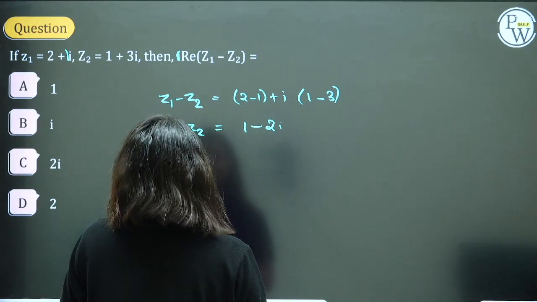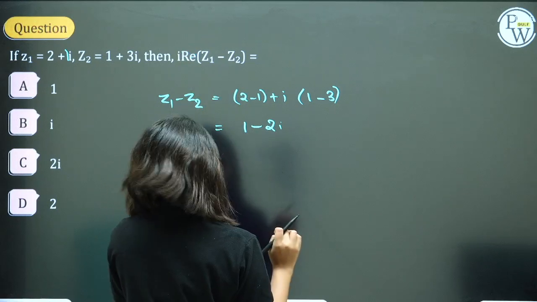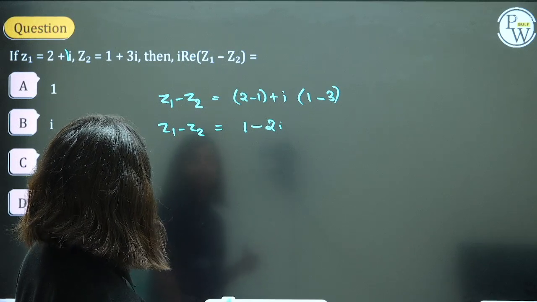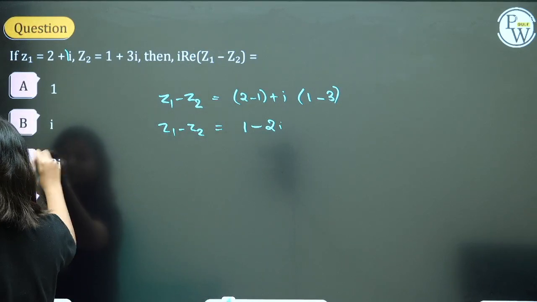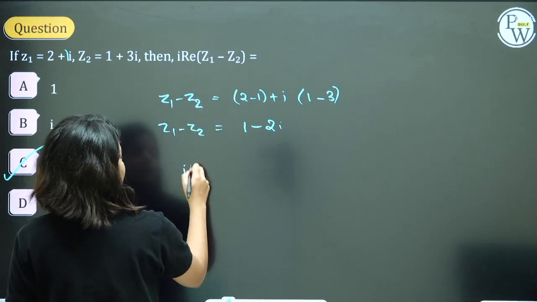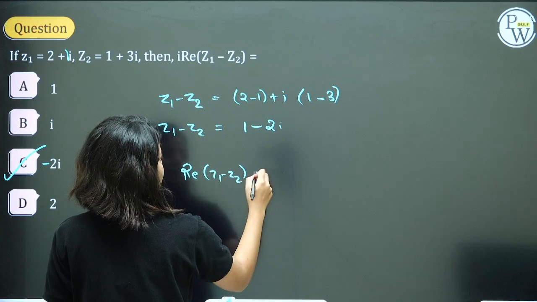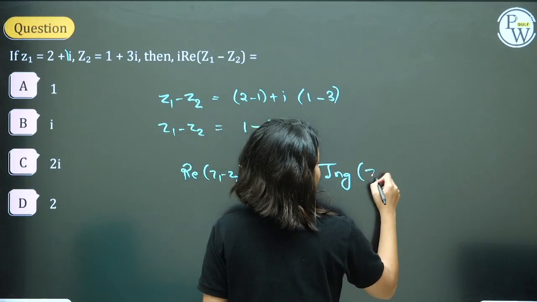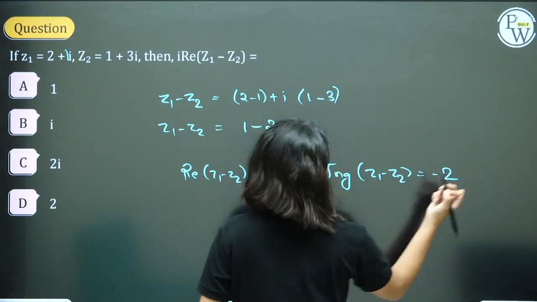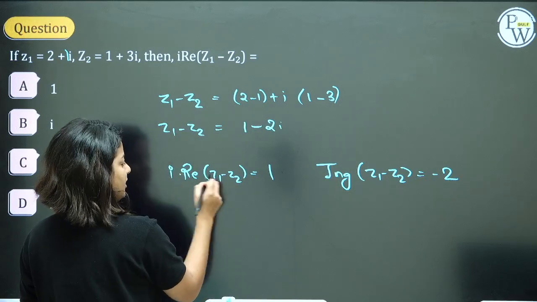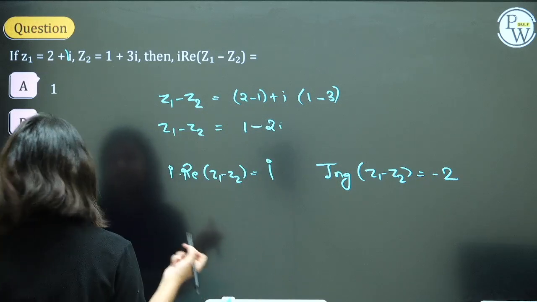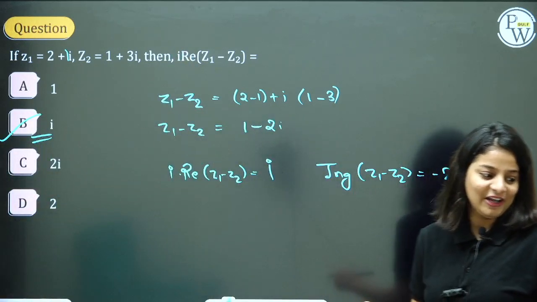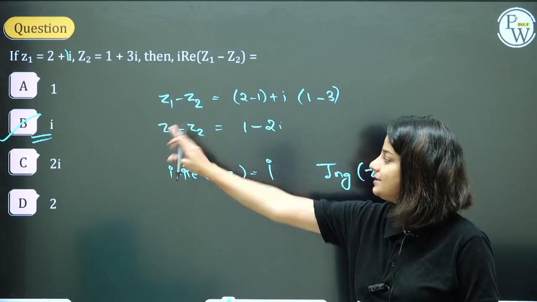There is no option. Okay, so maybe let us put here. There should be minus 2 here, right? We want I into real part of z1 minus z2, so real part of z1 minus z2 is 1. I real part. Sorry guys, my bad. Imaginary part of z1 minus z2 is minus 2. What will be I into real part of z1 minus z2? It will be I. Answer is B. So this I is very much there. It is not by mistake, not a typo. Real part 1 into I is I. Option B.